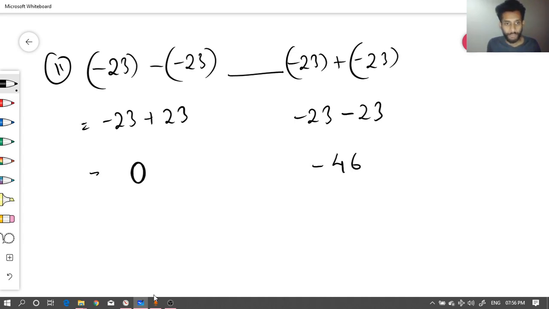So now which one is greater of 0 and minus 46? Obviously 0 is greater because this is negative and this is neutral, it is not positive either. But of these two numbers, which comes to the left side? Obviously 46 comes to the left, so this will be smaller. Okay, you got this?